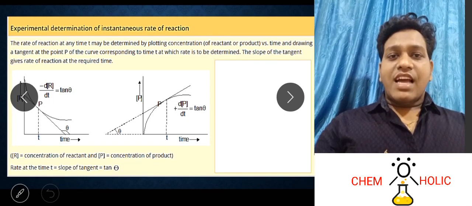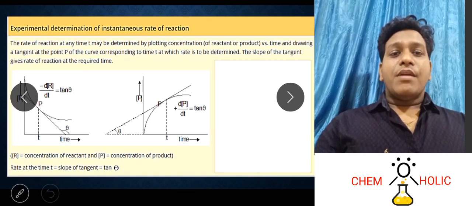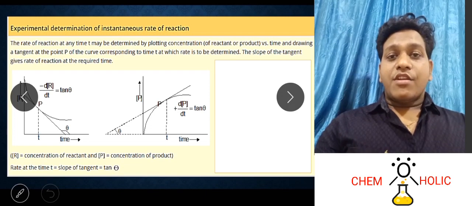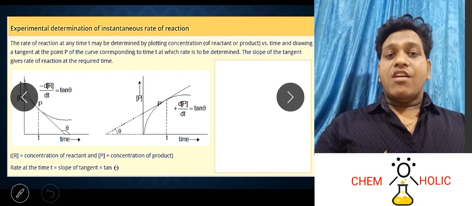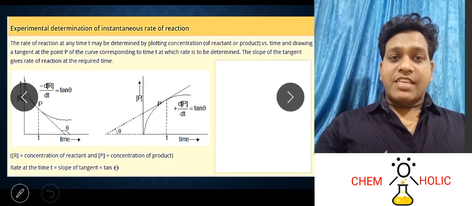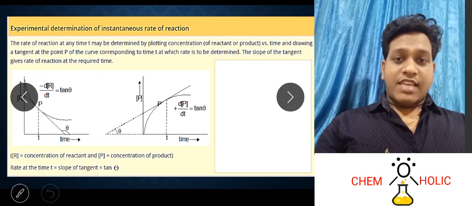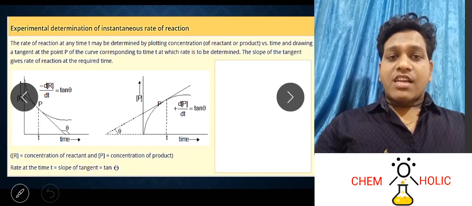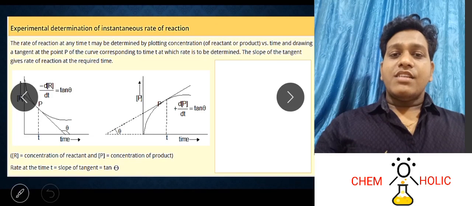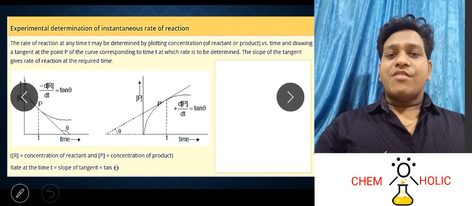Rate of reaction at any time t may be determined by plotting the concentration of reactant or product versus time and drawing the tangent at the point P of the curve corresponding to the time t for which the rate is to be determined, and the slope of the tangent gives the rate of reaction at the required time. If you plot a graph of the concentration of reactant against time, with time on the x-axis and changing concentration of reactant on the y-axis, you see the reactants are getting decreased and products are forming.